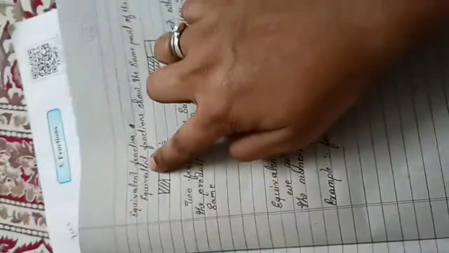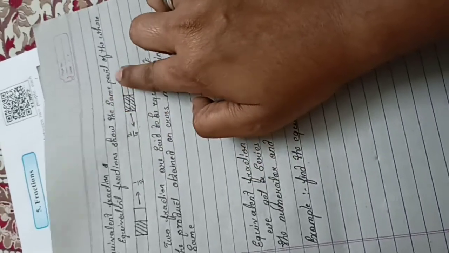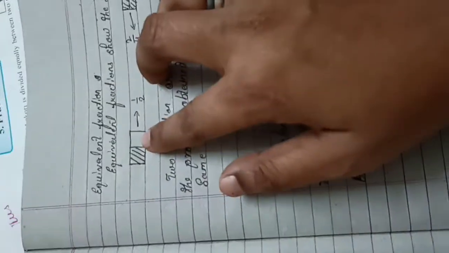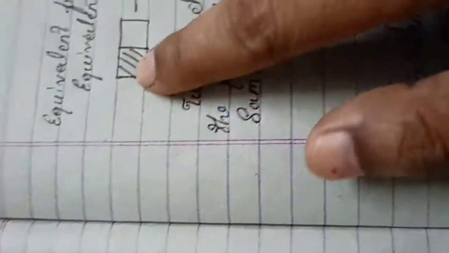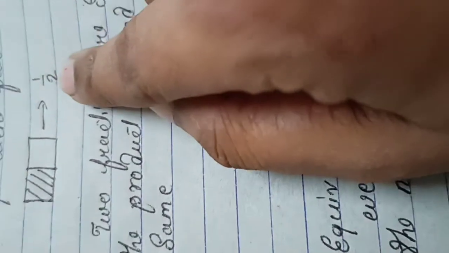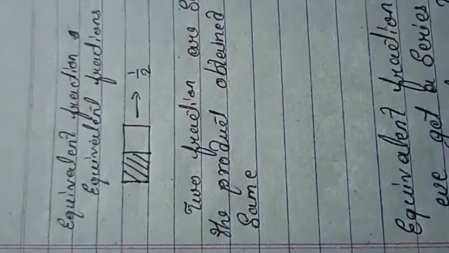Okay, so here first of all we are going to read the definition. Equivalent fractions show the same part of the whole. Clear? Now here you can see it is two parts. Out of two parts, one part is shaded. So 1 upon 2, that means it is half part. Half part is shaded and half part is not shaded.